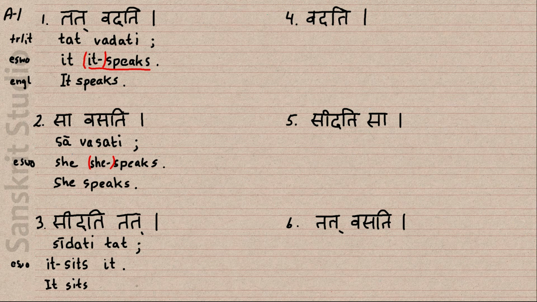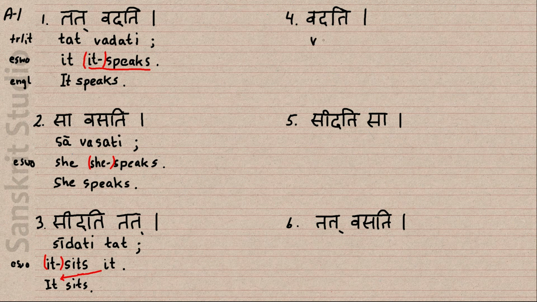Beautify this little, it sits. And once again we have gotten rid of this implicit. So the it that comes down here is the it over here. Alright, that's the process, and let's do number 4, vadati.